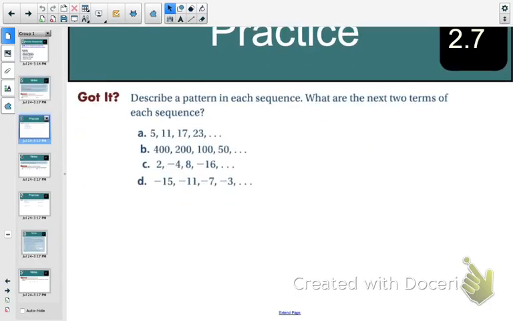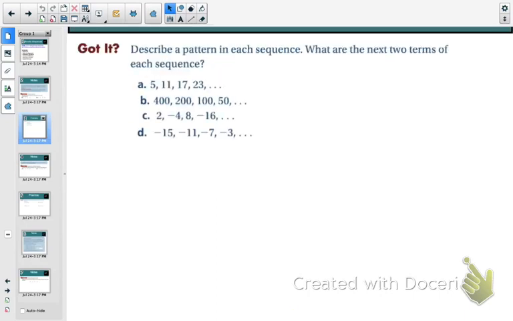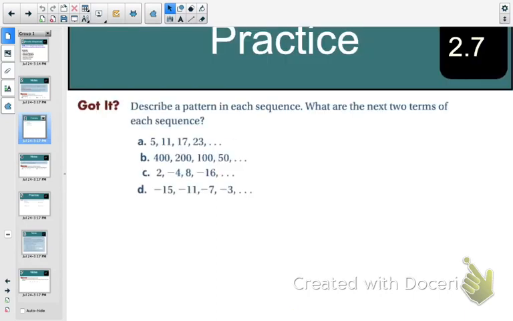So look at these ones, see if you can figure out the pattern and then the next two terms in each of these. Okay, I'll let you work on that. So pause this in 3, 2, 1, pause.